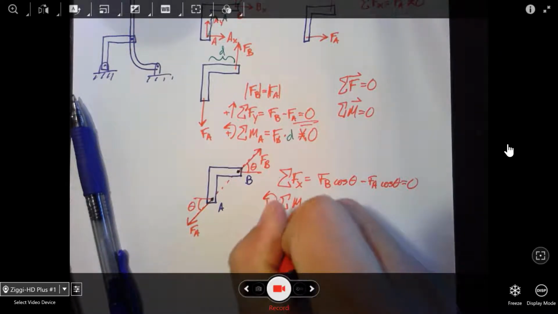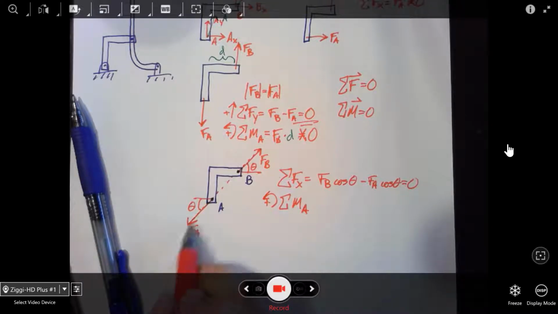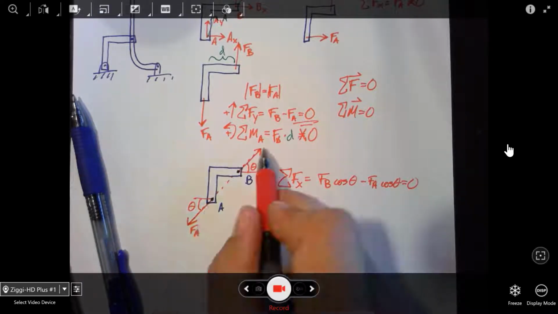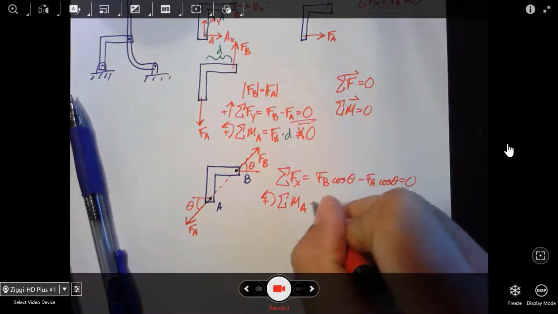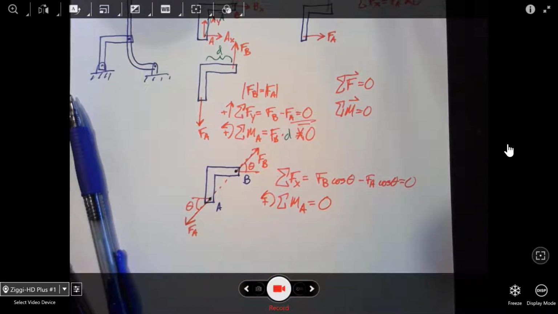Okay. Well, what's the lever arm for F sub A? It'd be 0. And the lever arm for F sub B? Also 0, because the line of action passes through A. So the sum of the moments is 0.